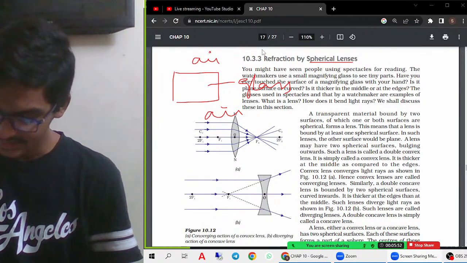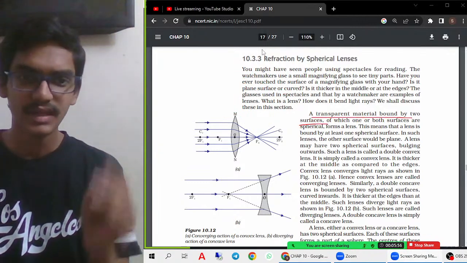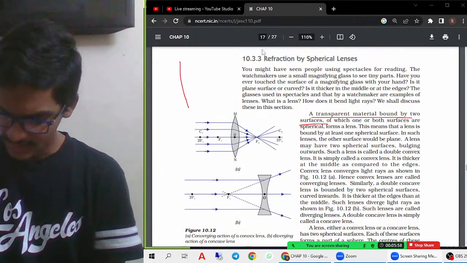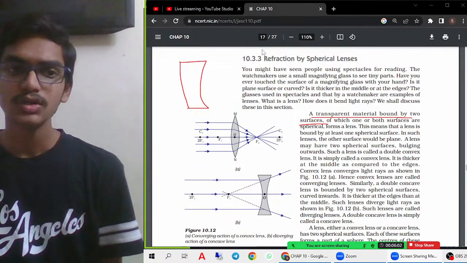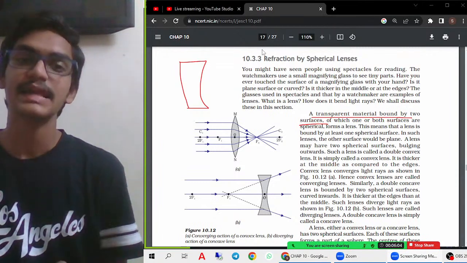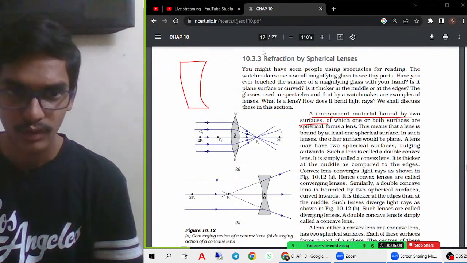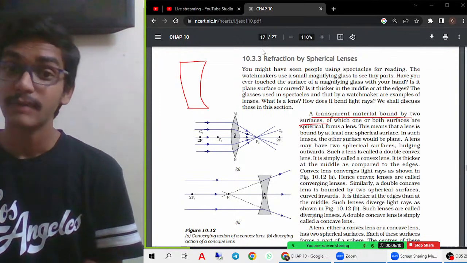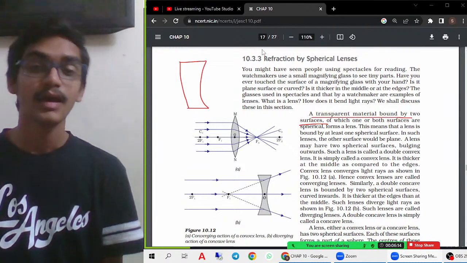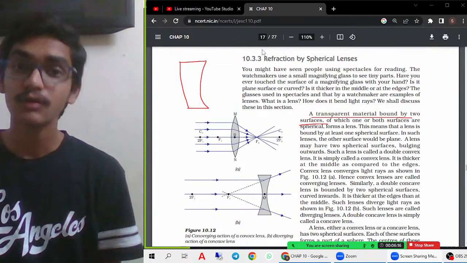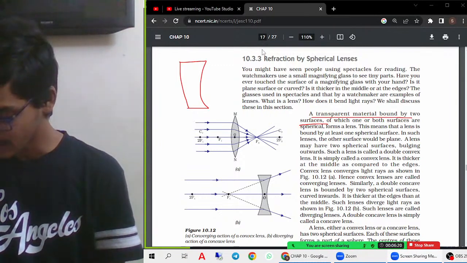The lens is just a transparent medium which is bound by two surfaces. One surface may be like this, or the other surface may be like this. It depends on the medium. In lenses there are different types of lenses. For example, we have the biconcave lens, the biconvex lens, the planar convex lens, and the planar concave lens. So we have different kinds of lenses.